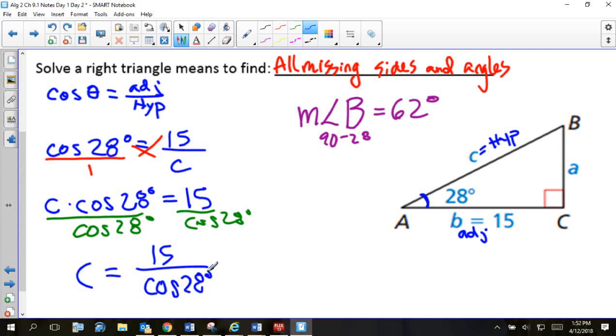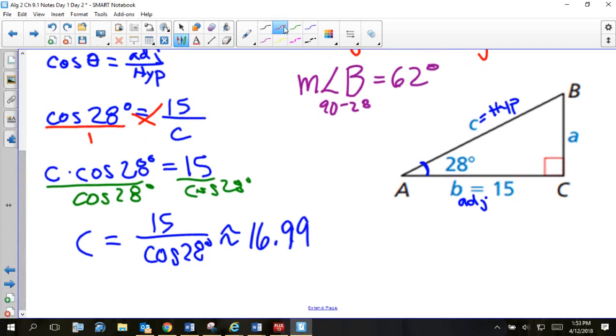That's not the answer. No. Okay, so Brianna, tell me the answer approximately. Oh, we're gonna round these to 2 decimal places. 16.99 is correct, rounded correctly. So now we have our C value. We still need to find A.